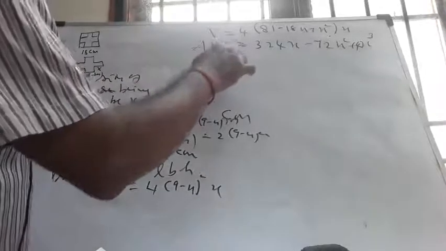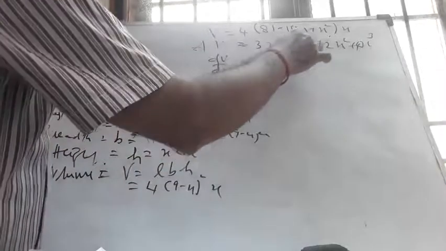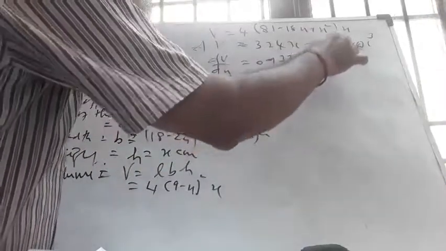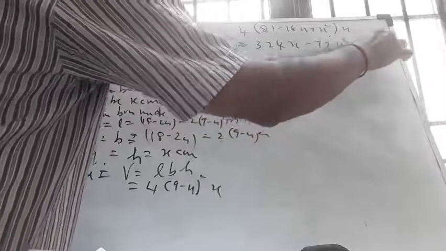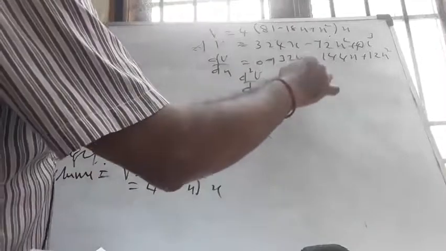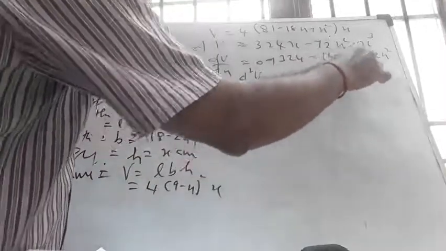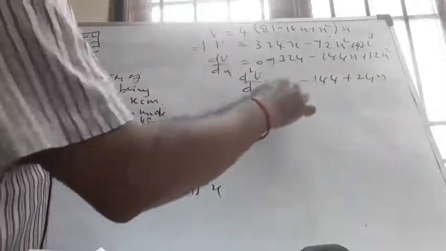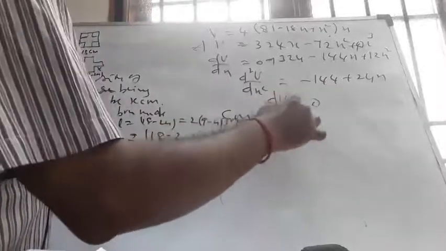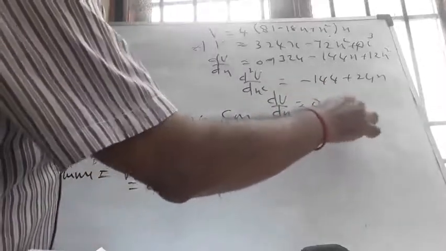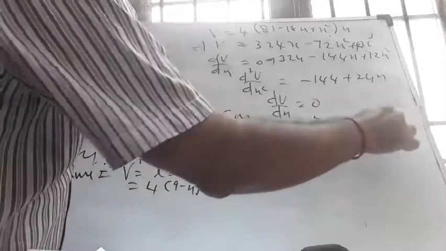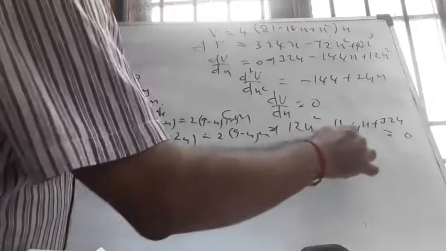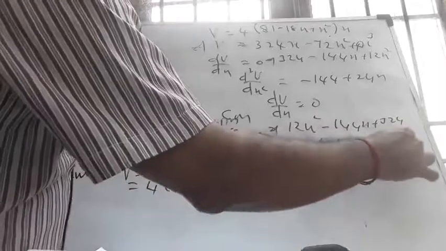Now dv by dx is equal to 324 minus 144x plus 12x square. Now d square v by dx square is equal to minus 144 plus 24x. Now dv by dx equal to 0 implies 12x square minus 144x plus 324 is equal to 0. Let me check whether I can take 12 common: x square minus 12x plus how many 12s are there?